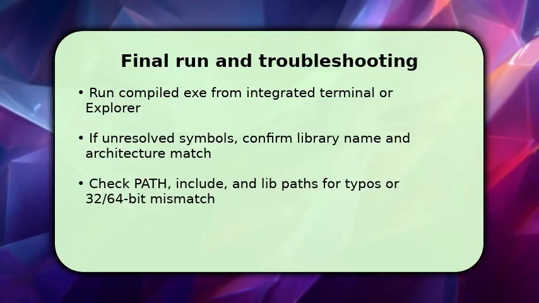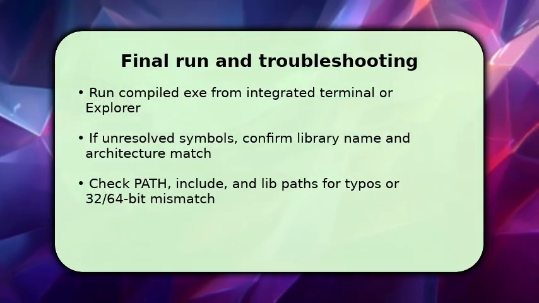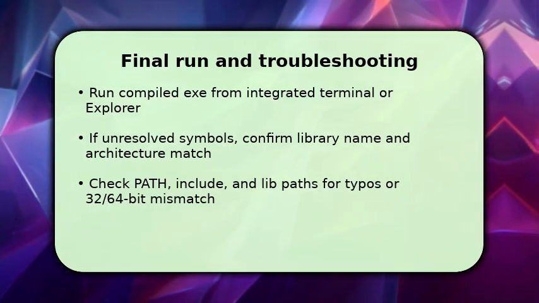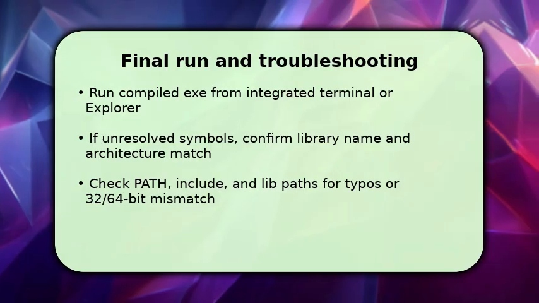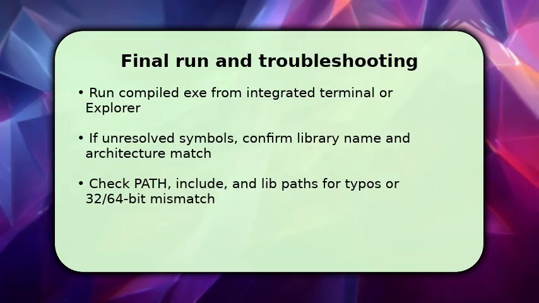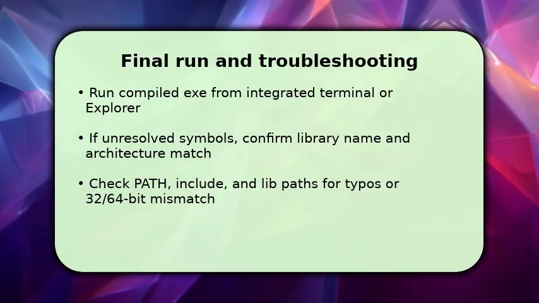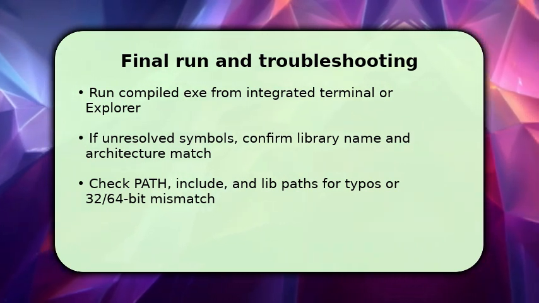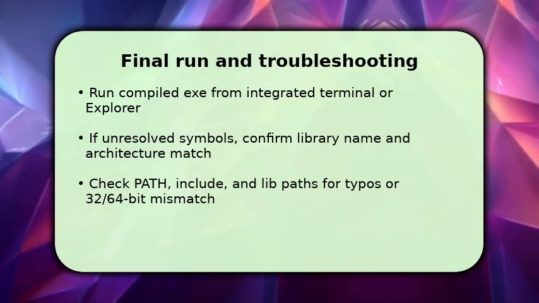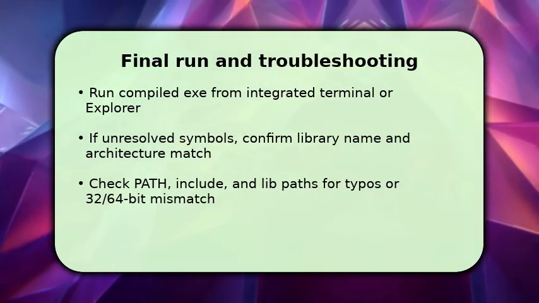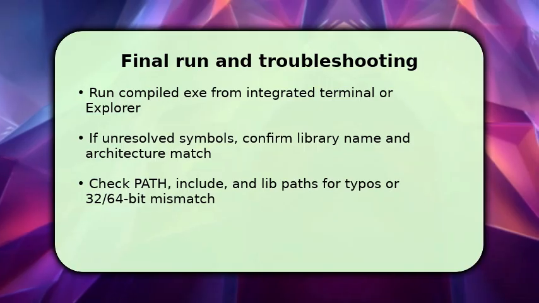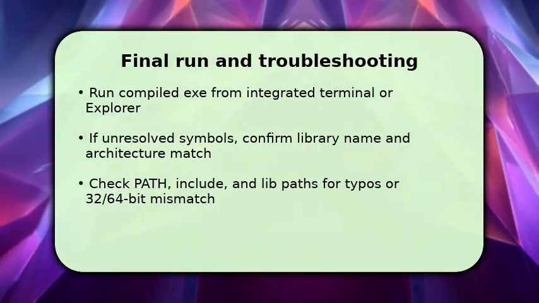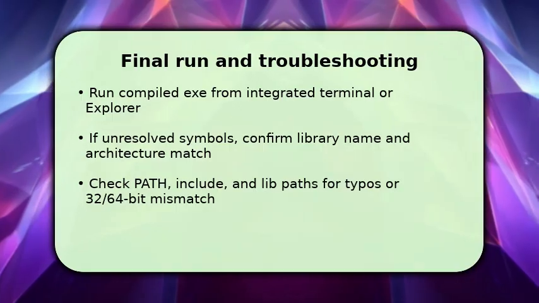Execute the generated exe from VS Code's terminal so you see runtime output immediately. If you get undefined reference errors, make sure the library name passed to the linker matches the distributed lib and that MinGW architecture, 32 versus 64-bit, matches the library. Also double-check include and lib paths for typos and confirm PATH points to the MinGW bin you configured. This single troubleshooting step resolves most build failures quickly.